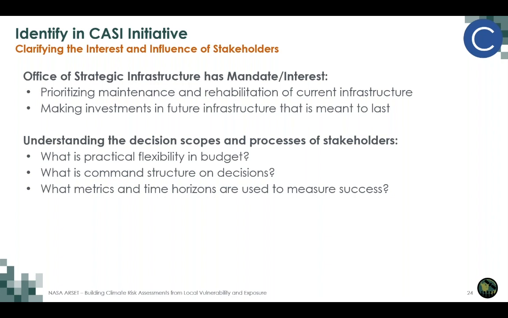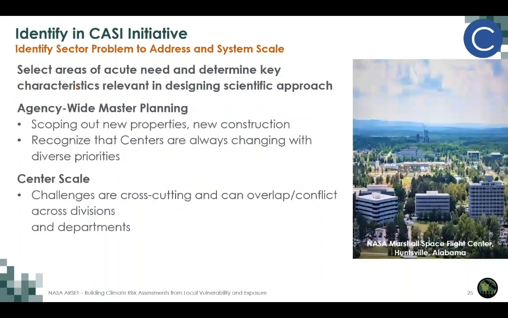And through this, it's essential to understand their day-to-day workflow and decision scopes, with answering questions like, what is practical flexibility in the budget? What command structure is available on decisions? And what metrics and time horizons are used to measure success in the project? This really helped CASI determine the planning and development structure of the overall project. All of this fed into identifying the sector problem and system scale for CASI.